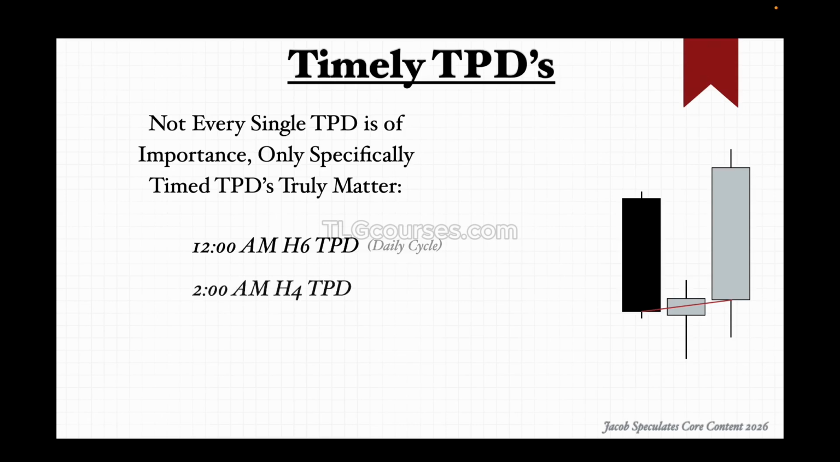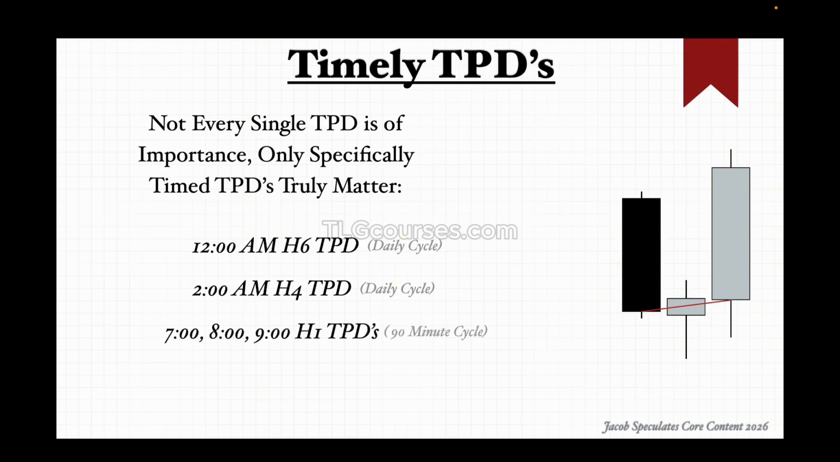Now the next sequence is a 2 a.m. 4-hour TPD. So just like with the 6-hour candle, if that second candle within the 3 candle sequence, if you're looking on a 4-hour chart, is 2 a.m., within the 6 a.m. candle, which would be candle number 3, you are anticipating a daily cycle sequential SMT to occur.